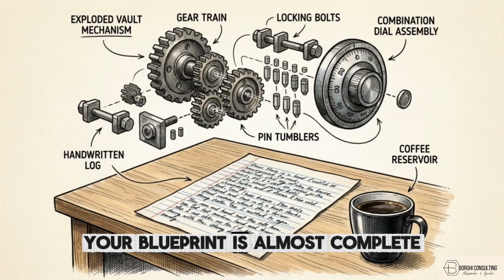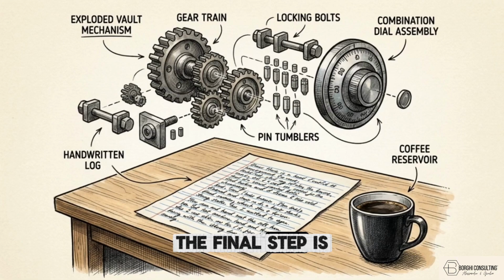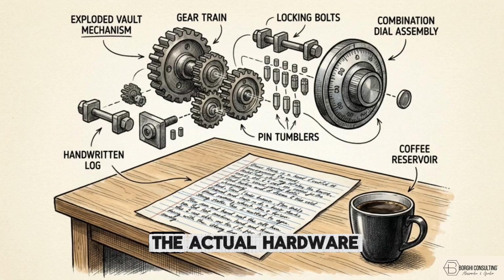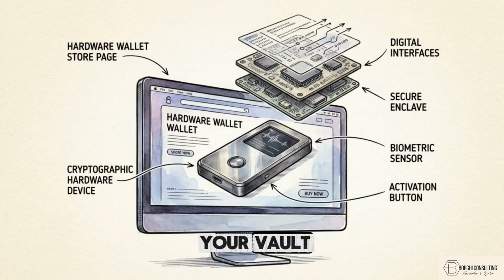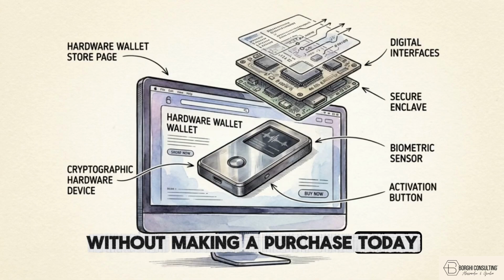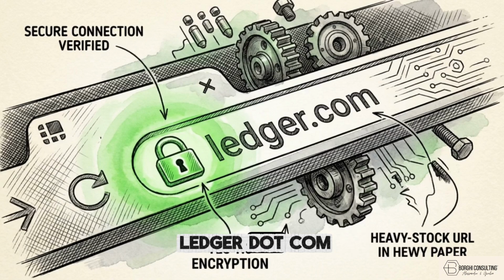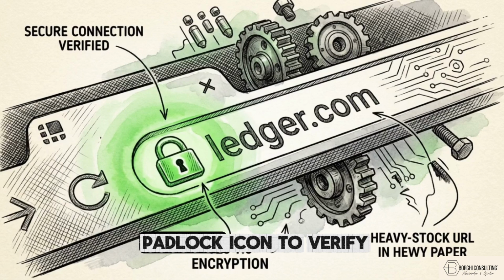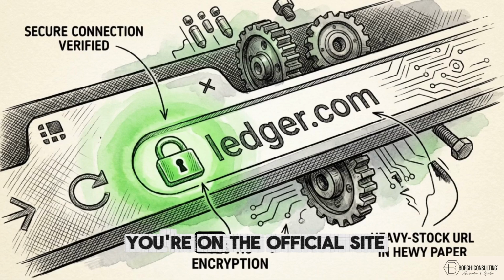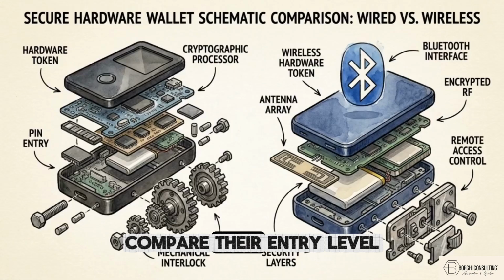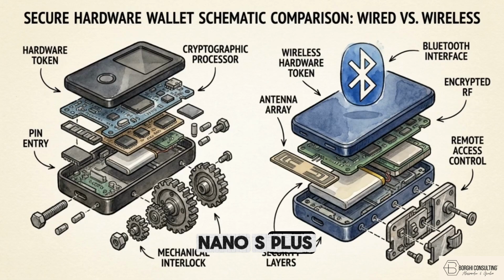Your blueprint is almost complete. The final step is to perform reconnaissance on the actual hardware that will act as your vault, without making a purchase today. Open your web browser and manually type out ledger.com. Look for the secure padlock icon to verify you're on the official site. Compare their entry-level Nano S Plus and the Bluetooth-enabled Nano X models.